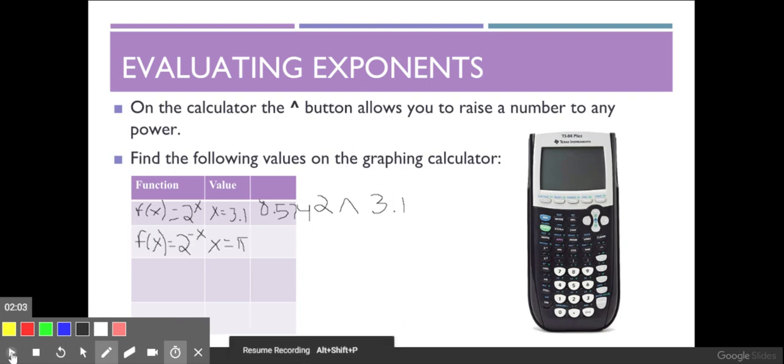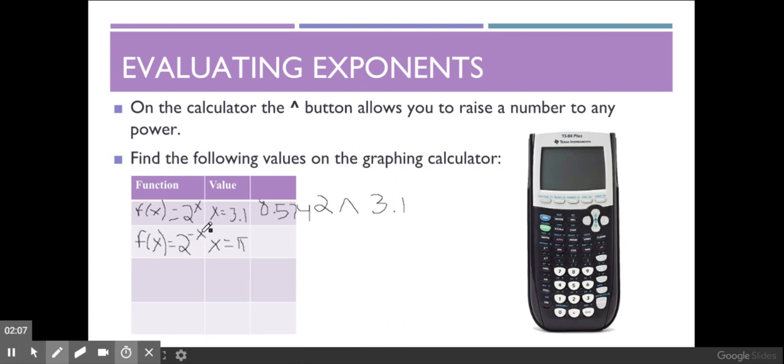The next example, what if now our function was f of x equals 2 to the negative x and x equals pi? Here we're going to plug in the base, which is 2. Once again, we have to press the up arrow because we have an exponent. Now we're going to press the negative key, which is right down here next to the decimal. Then we insert our x value, which is pi.